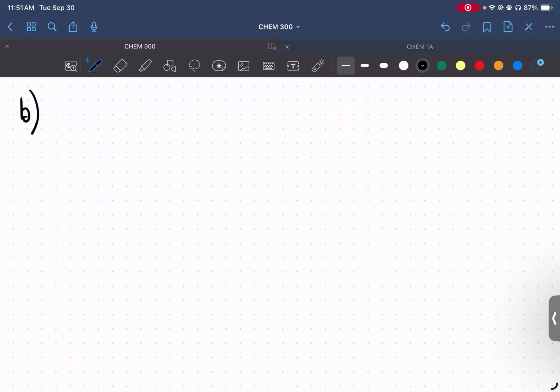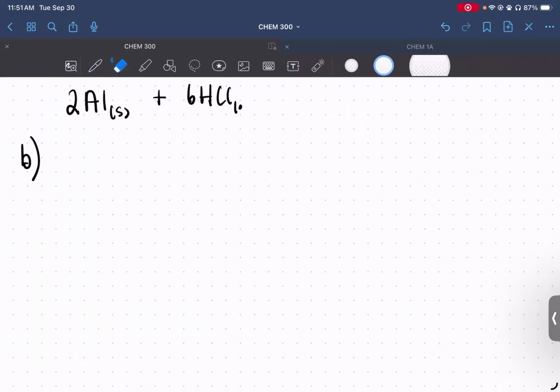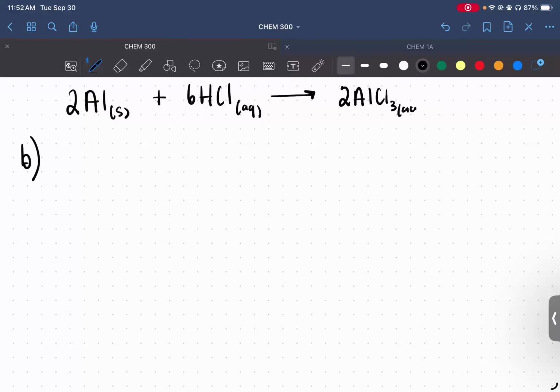Part B. We will need the reaction again, so I'll just quickly write it up here. We have 2 aluminum solid added to 6 HCl to give us 2 aluminum chloride plus hydrogen, 3H2.